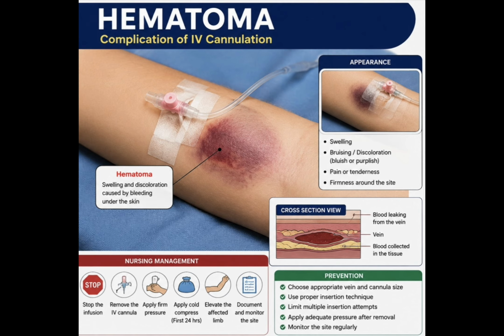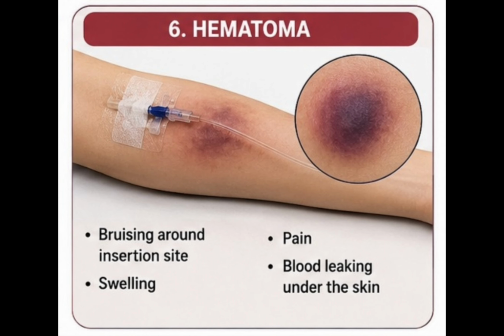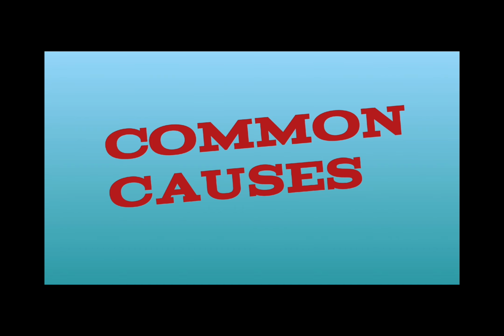Hematoma. What is a hematoma? A hematoma is a localized collection of blood outside the blood vessels that occurs when blood leaks from a damaged vein into the surrounding tissues during or after IV cannulation. It is one of the most common complications of peripheral IV cannulation and usually appears as swelling with bluish or purple discoloration around the insertion site. Although most hematomas resolve without serious consequences, a large or expanding hematoma can cause pain, delay treatment, and make future venous access more difficult.